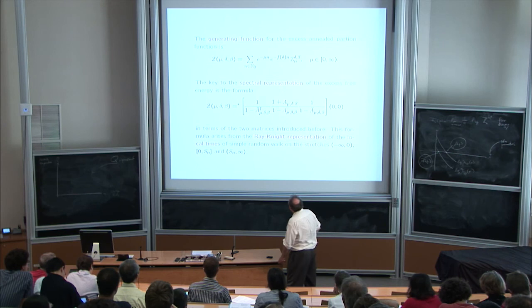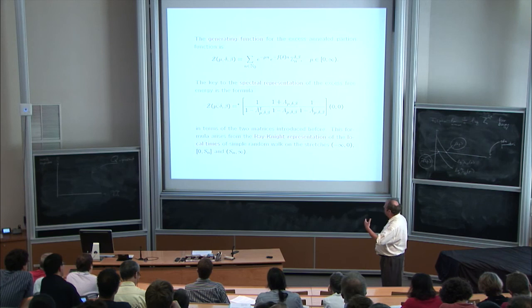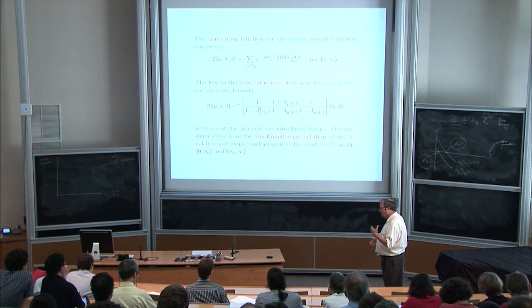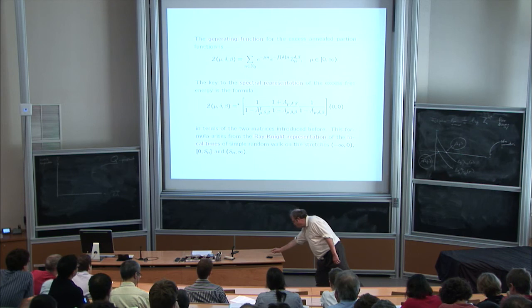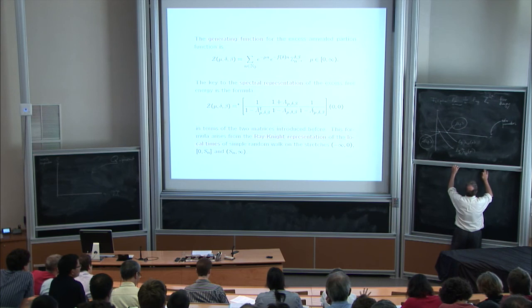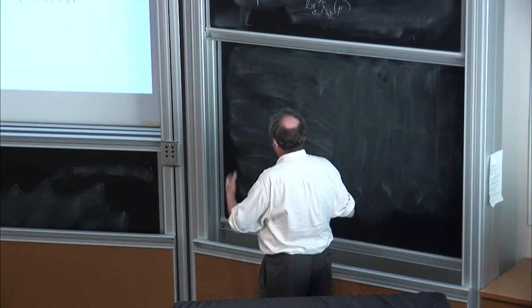Now, where does this come from? This comes from the fact that if you look at the local times of one-dimensional simple random walk, there is something called the Ray-Knight representation. And so the local times of simple random walk can be described by, it has a certain Markov structure.